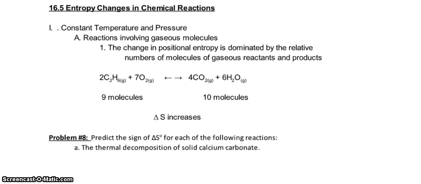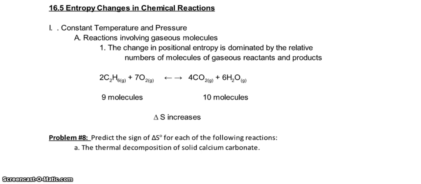Well, it says here the change in positional entropy is dominated by the relative number of molecules of gaseous reactants and products. So if I take this combustion of ethane gas, I have 2 molecules of ethane gas and 7 molecules of oxygen gas, which together add up to 9 molecules. And when they react, note what they got: 4 molecules of carbon dioxide and 6 molecules of water, and together that adds up to 10 molecules. So you go from 9 molecules to 10 molecules, and therefore your delta S increases. Think about what that's saying: you are increasing the system's randomness.